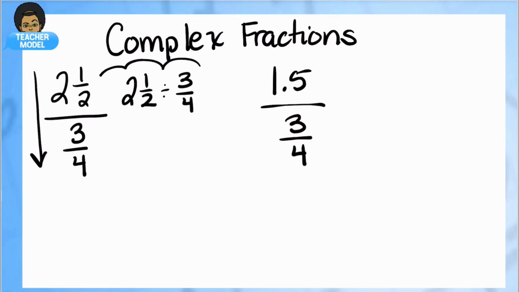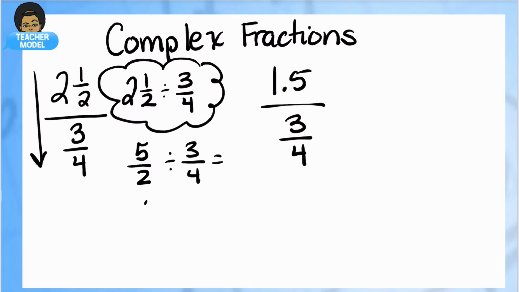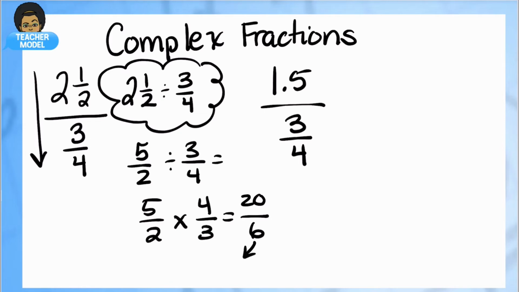This is a problem we know how to solve, math marbles. We're just gonna change it into an improper fraction, and then we multiply by a reciprocal. And there you go. Obviously, we're going to change this back to a mixed number, and we have 3 and 2/6. That's it. That's all it is.